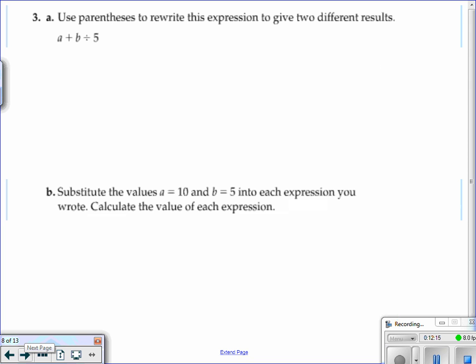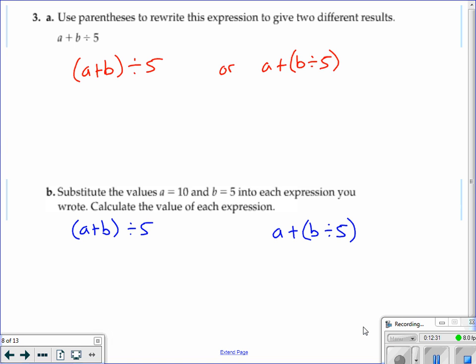to number 3. And this one, again, use parentheses to rewrite this expression to give 2 different results. So go ahead and try this on your own quick. Pause the video, and then when you've tried it, go ahead and restart. Alright, so if you take a look here, the first way would be to put parentheses around the A plus B. Do that first and then divide by 5, or you could put parentheses around the B divided by 5. Do that first and then add the A.